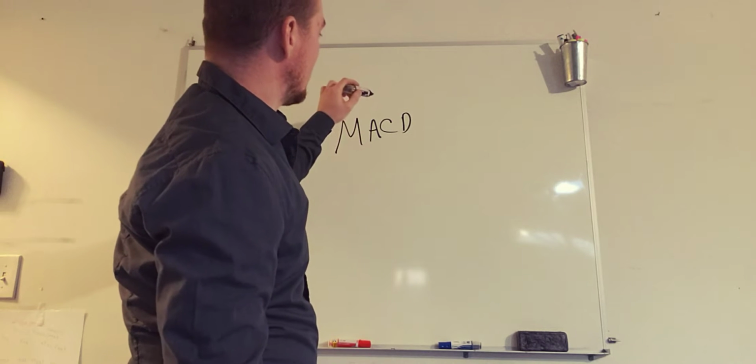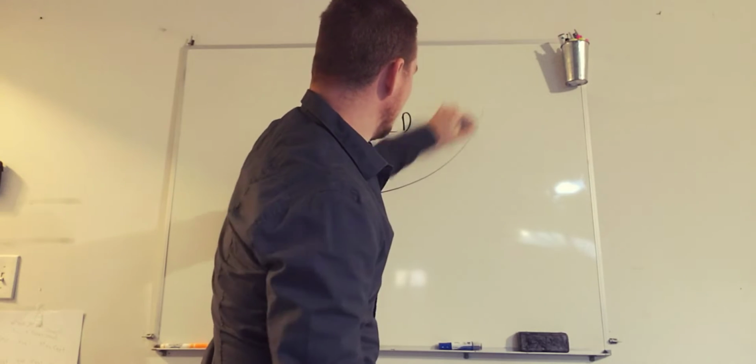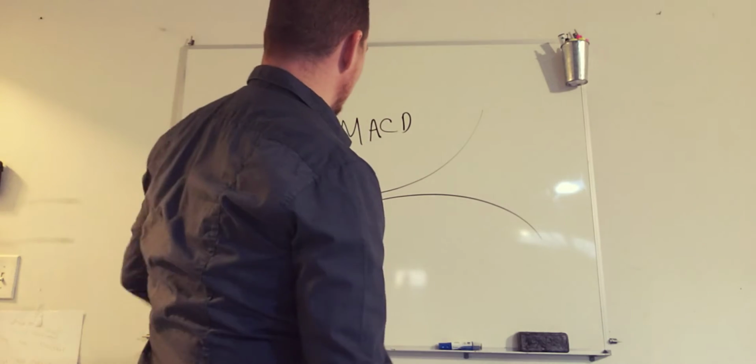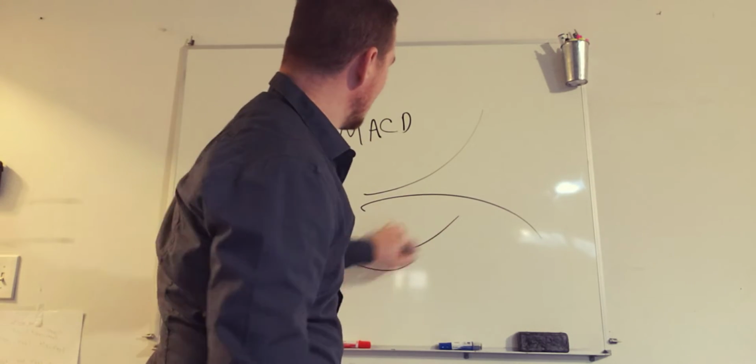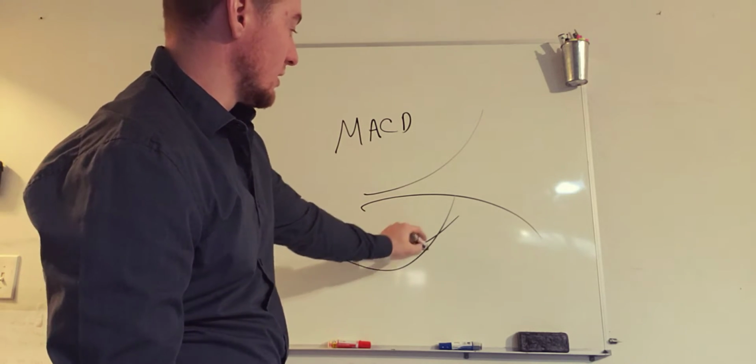Moving average convergence divergence is what MACD means. Generally, you're going to have this kind of thing happening, but when they come together, that's an indication that they're going to be doing well. So this is a nice cross.